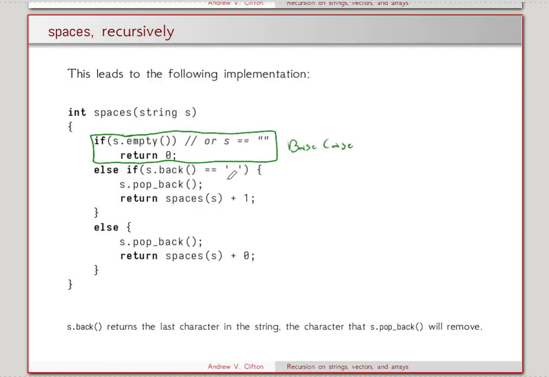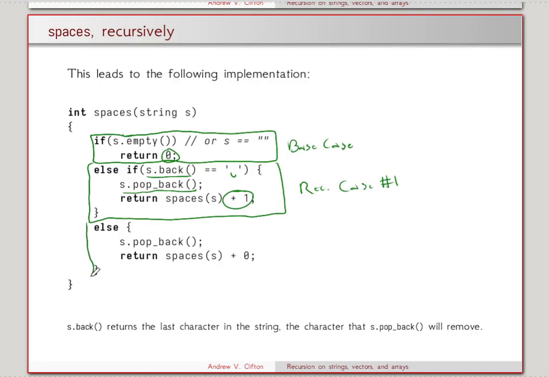Like that right there. So if the string is empty, how many spaces are in the empty string? There's 0 spaces in the empty string there like that. And then I have 2 different recursive cases here. So my first recursive case is if the last character, s.back returns the last character. It's whatever character pop_back is going to throw away, right? So if that last character is a space, then we want to remove it, but on the way back up, we count it. We do a plus 1 on the way back up there. So that's recursive case number 1.